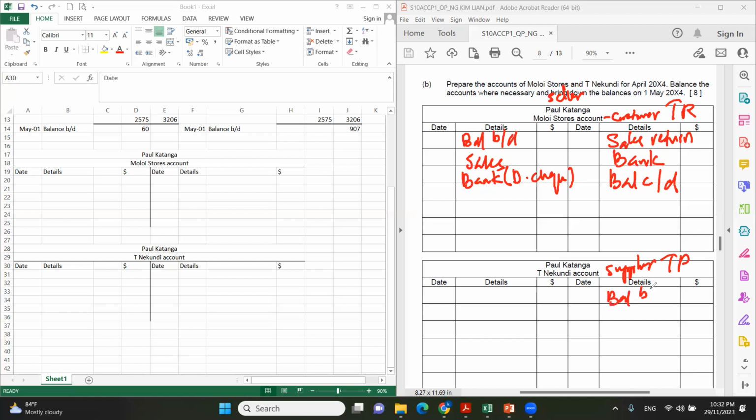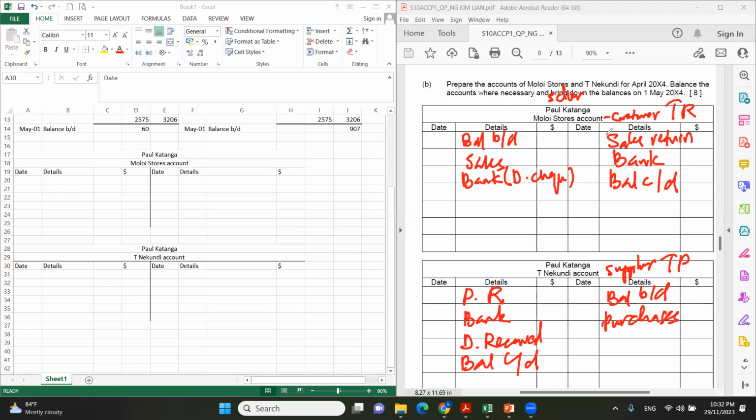How to record the trade payable, the standard items? Balance brought down in the credit side because it's a liability. Purchases. And then debit: purchases return. And then we make payment, bank. If we get a discount, we have the discount received. Same thing, balance C/D. So this is the standard double entry.